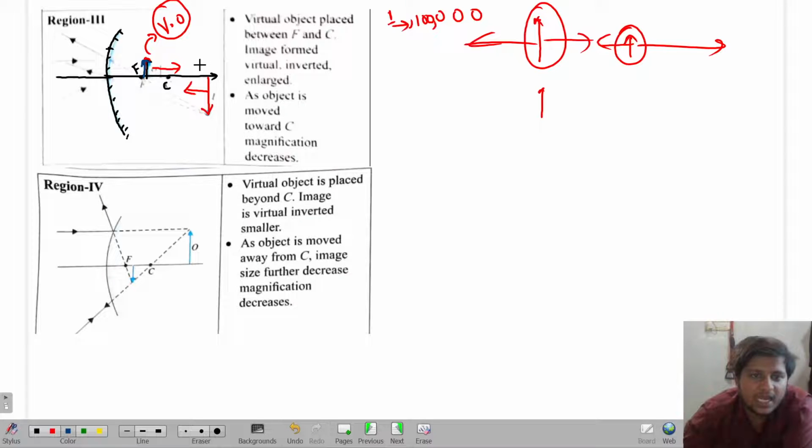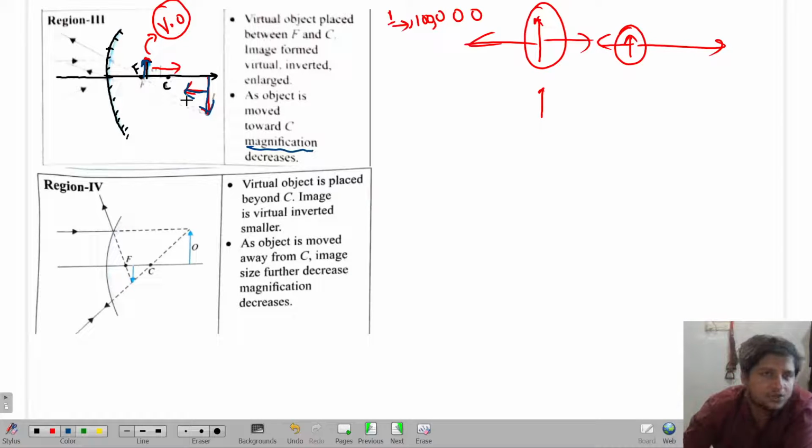So if I have an image which is formed, and I move this object towards the center of curvature, what is going to happen? The image will also move towards the center of curvature. So if the image moves towards the center of curvature, what will happen? The image size will decrease.